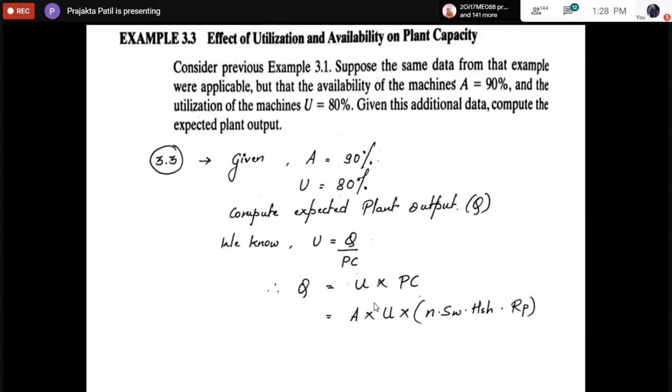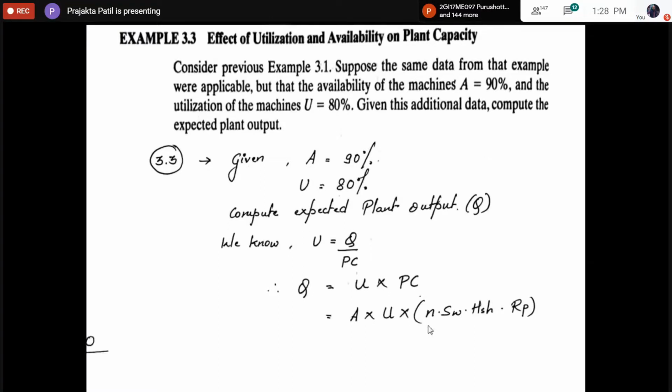So this is how you can write the equation by considering availability. Nothing has changed. The only thing is this value A, availability, which we assume to be 100% when it is not specified. When it is specified, you just have to consider it while solving the problem. So in this problem, as they have mentioned that availability is 90%, you have to consider it here.